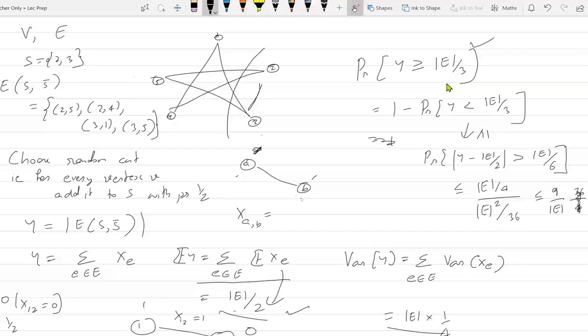In fact, as the size of E becomes very large, this number tends to 0. The probability that you will deviate from your mean tends to 0, and almost always you will get a very good cut. In fact, you will get a cut of size |E|/2 itself, because there was nothing specific about |E|/3. I could put any number here which is close to |E|/2. Hopefully that was clear.